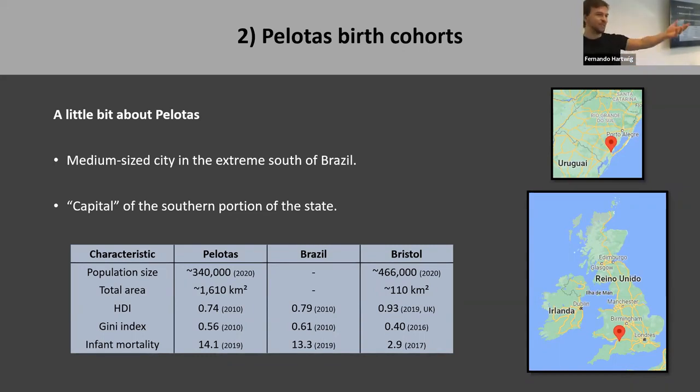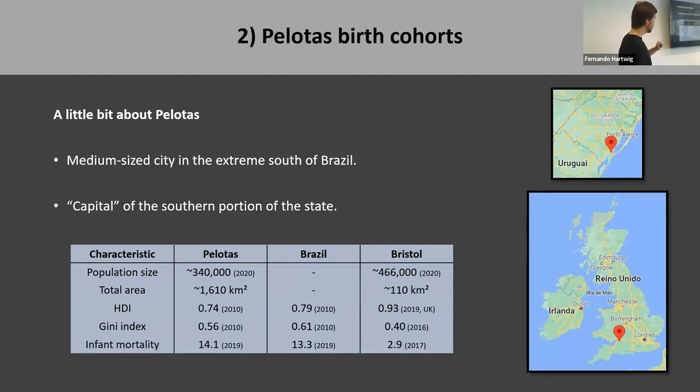But the population density is much lower, as we can see by comparing Pelotas with Bristol. Looking at some indicators now, the Human Development Index of the city was 0.74 in 2010, which is quite similar to Brazil in the same year, and much lower than Bristol, right? The Gini index, which quantifies inequalities, is similar in Pelotas and in Brazil, and worse than Bristol. The higher the number, the more inequality you have. So we can say that you have more inequalities in Pelotas than in Bristol.